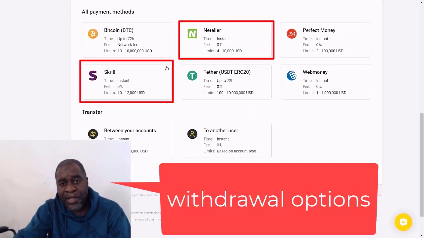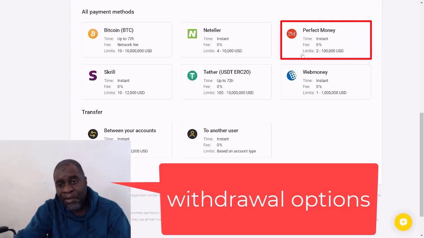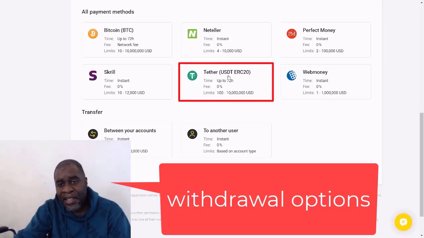NetTeller and Skrill, I used to use these two methods, except that Skrill and NetTeller actually closed my accounts, so I can no longer deposit or withdraw via Skrill or NetTeller. It's instant, and if you have the ability to withdraw from NetTeller or Skrill to your bank card or bank account, they are viable options. Perfect Money, I use quite a number of Perfect Money withdrawals from Exness. I'm going to show in this video as well how I do that. Tether, this is an ERC20 wallet, so because of that the gas fees are quite high, about $35, and to minimize my costs I don't use the Tether wallet.